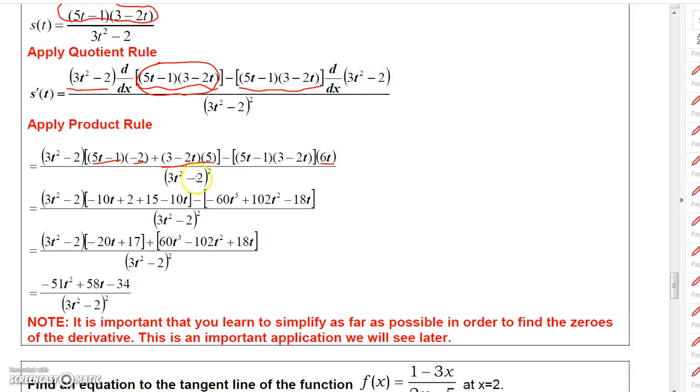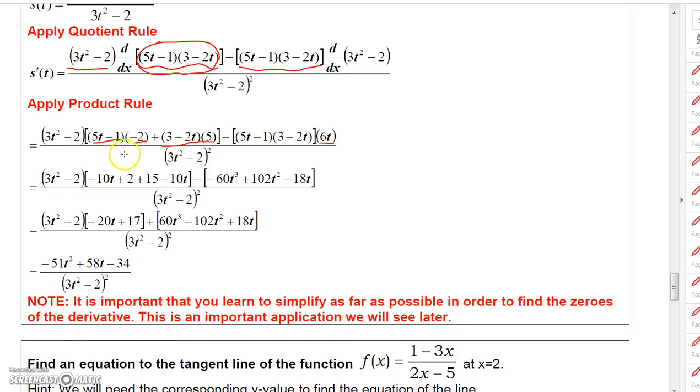Now, from here on out, and don't forget your denominator, it's just algebra. So if you simplify what's in this bracket here and here, just do the algebra, you should end up getting minus 20t plus 17.